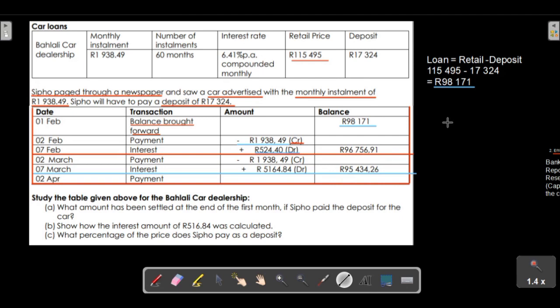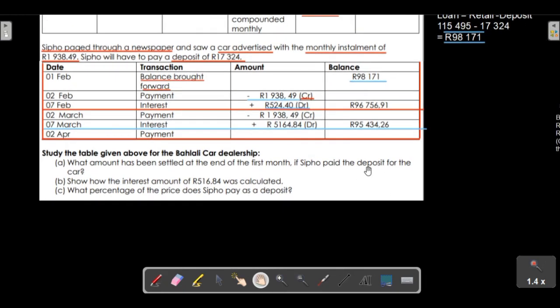Right, so I made a mistake. This can't be the loan amount, but rather the amount that they are going to charge interest on. So the amount of money that he's going to pay back is more than this, right? Sorry about that.